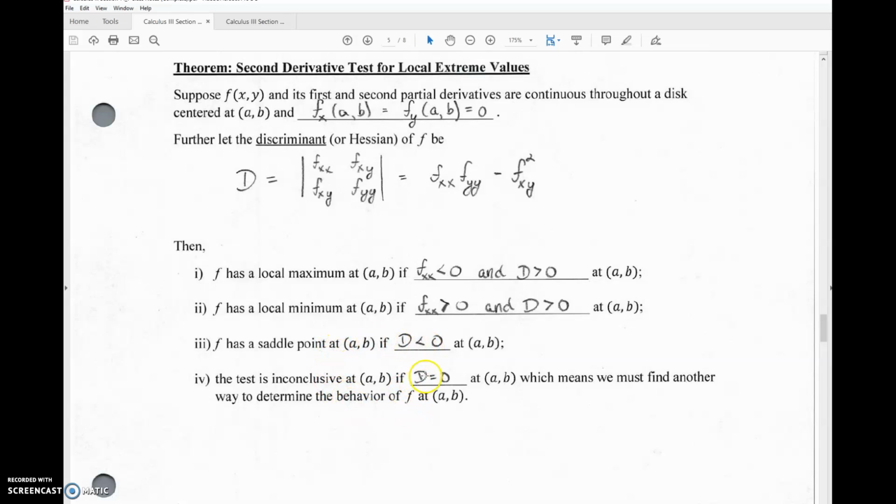If you ever get the discriminant equal to 0, the test is inconclusive. So we must find another way, and it's harder to find other ways. For us, that should never happen.